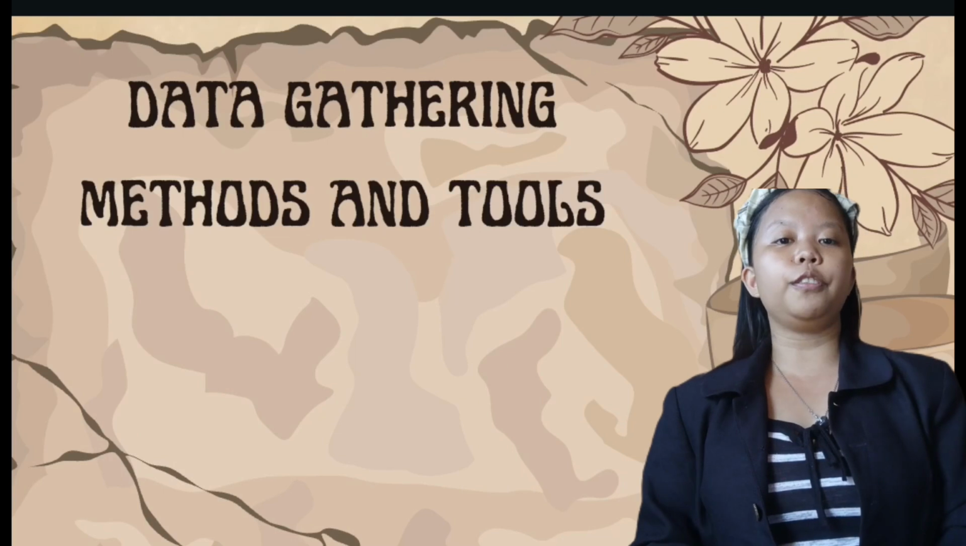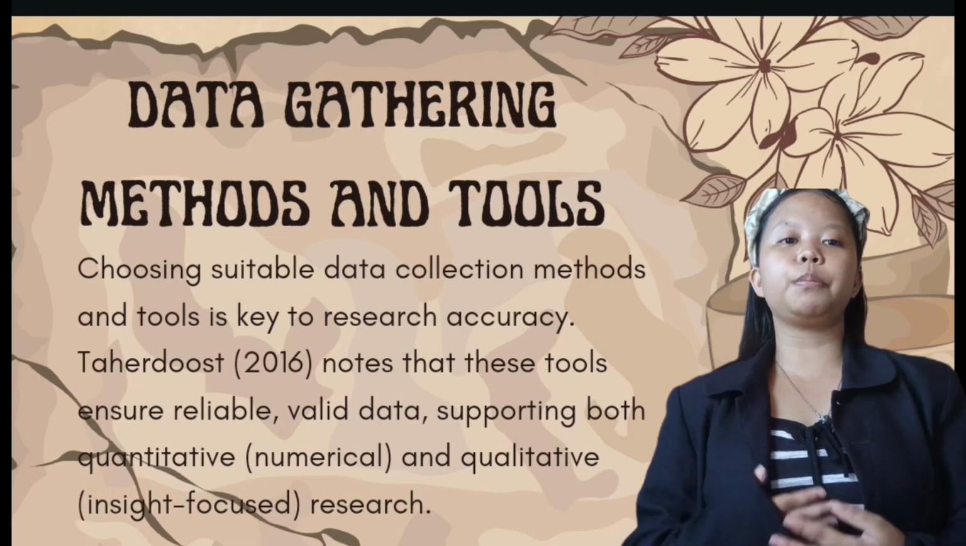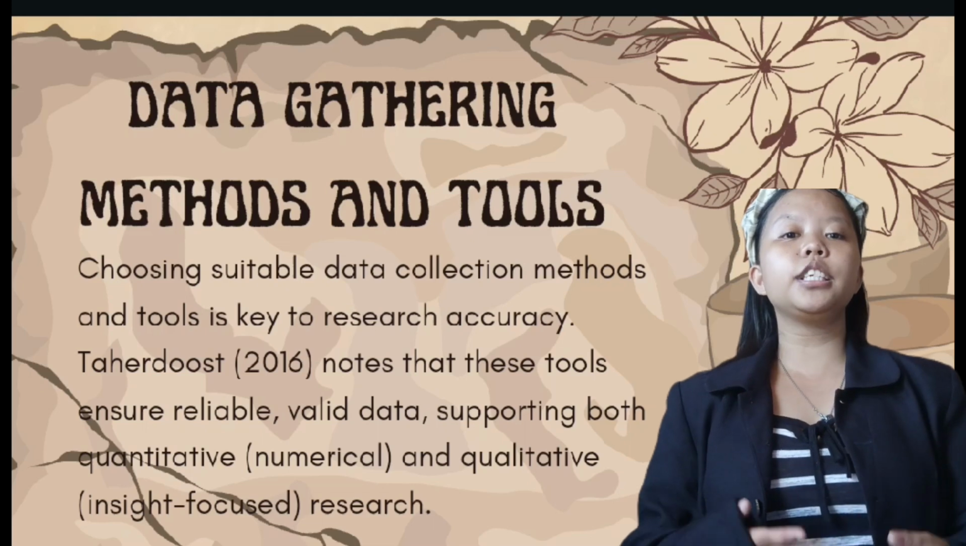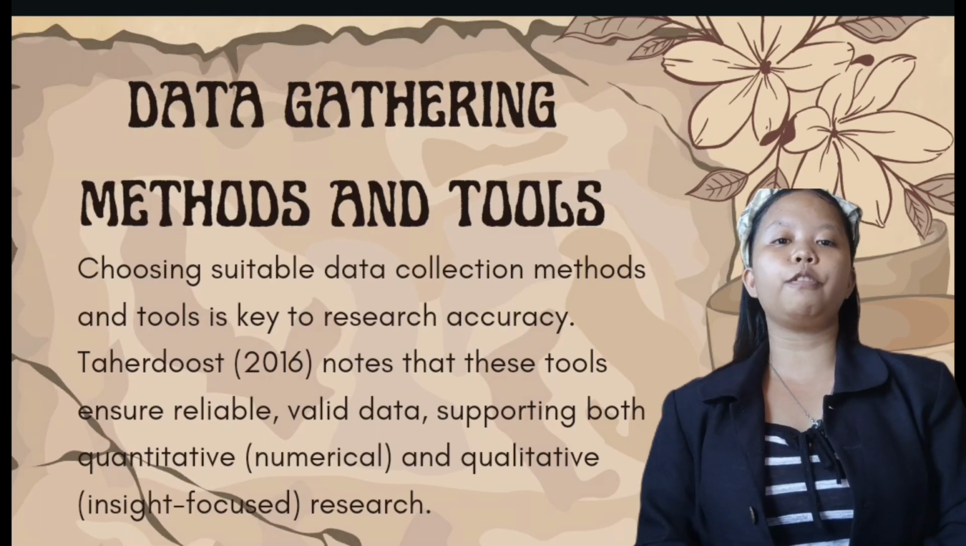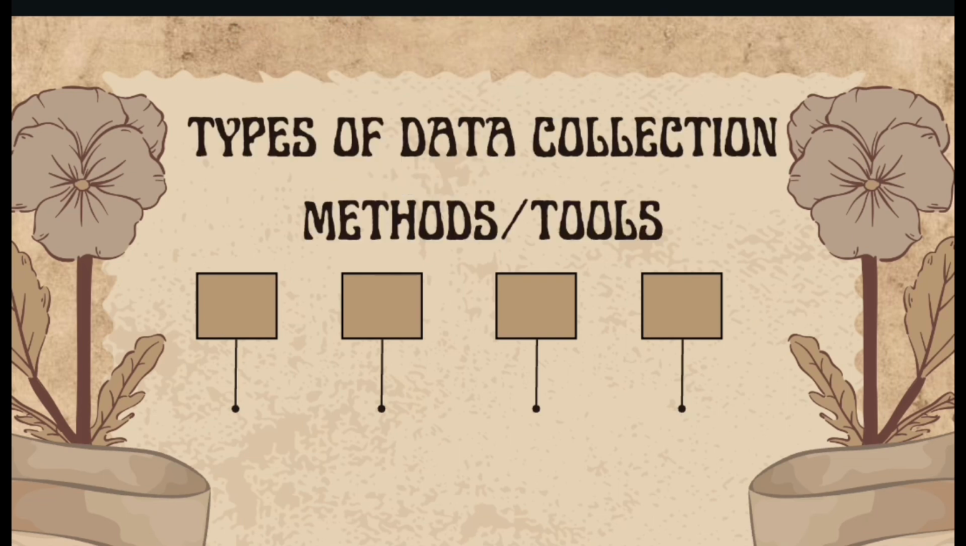Data collection tools or research instruments are used to obtain, measure, and analyze data from subjects around a certain research topic. In conducting research, it is important that a suitable data gathering method and tool are used to better serve the purpose of the study. There are four types of data collection method or tool in creating your research. What are they? Let's find out. And can you guess the first one?